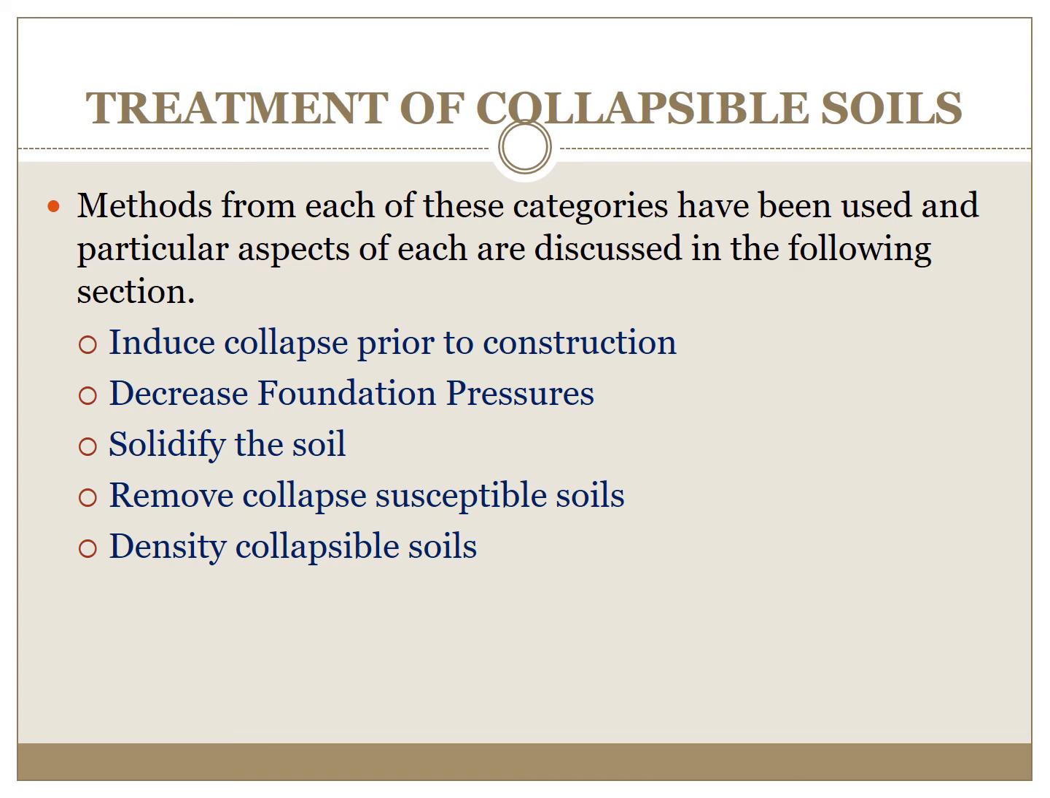The next topic, the last topic, is treatment of collapsible soil. The methods from each of these categories have been used, and particular aspects of each are discussed in the following sections. First, induce collapse prior to construction. This is convenient for structures where foundation wetting after construction is unavoidable. The most effective method of collapsing soil prior to construction is by surface ponding of water along the alignment.